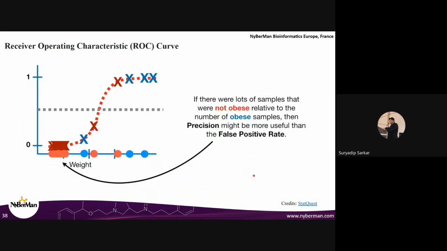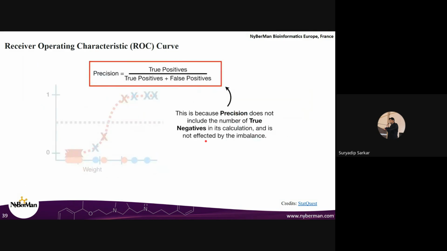Now, why would I even need to do that? The answer is pretty simple. If there were lots of samples that were not obese, a lot of these red samples which are not obese, in comparison to samples which are obese, then your precision becomes a more useful metric than FPR. This is because precision does not include the number of true negatives. Since it does not include the number of true negatives, it is not affected by a class imbalance.